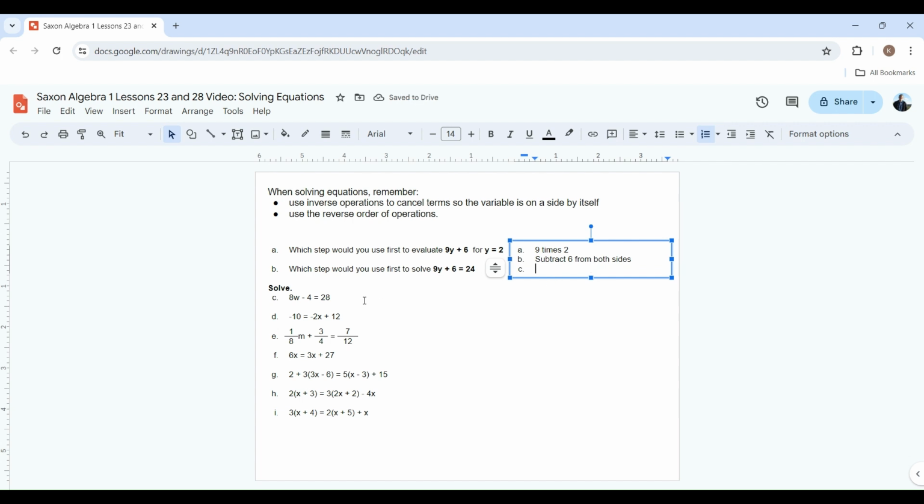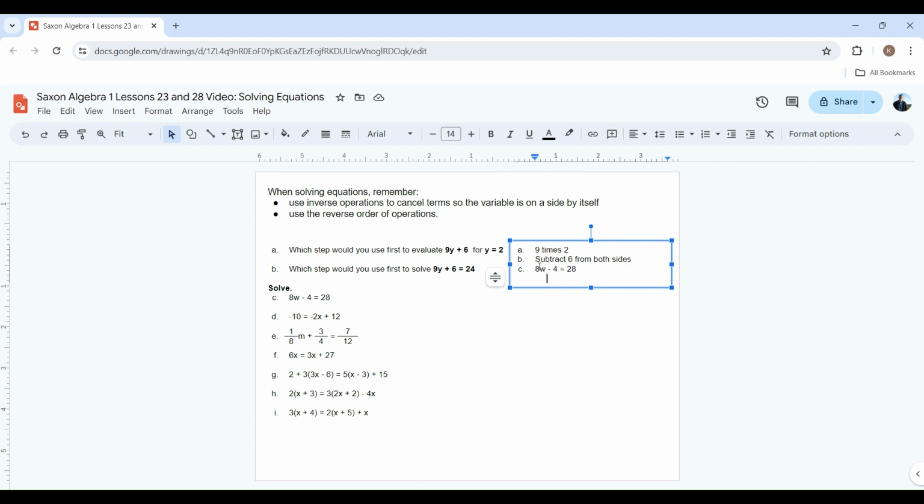8w minus 4 equals 28. Now, when we're solving equations, the best thing to do is to just write out the entire equation in your work, starting by just copying exactly as it appears wherever you're getting it from. The next thing we're going to do is inverse order of operations. So in this case, I'm going to reverse order of operations with inverse operations.